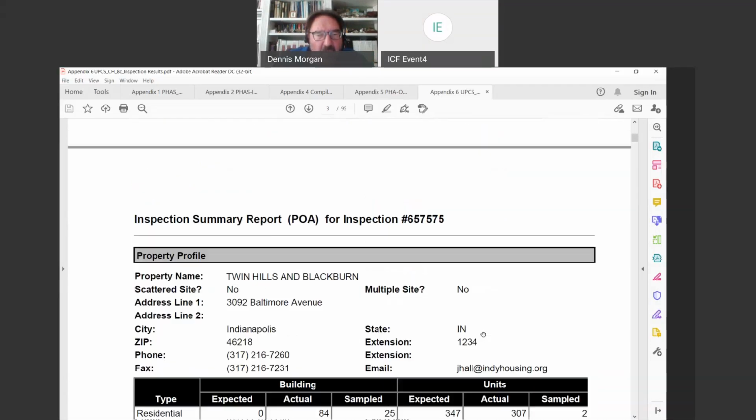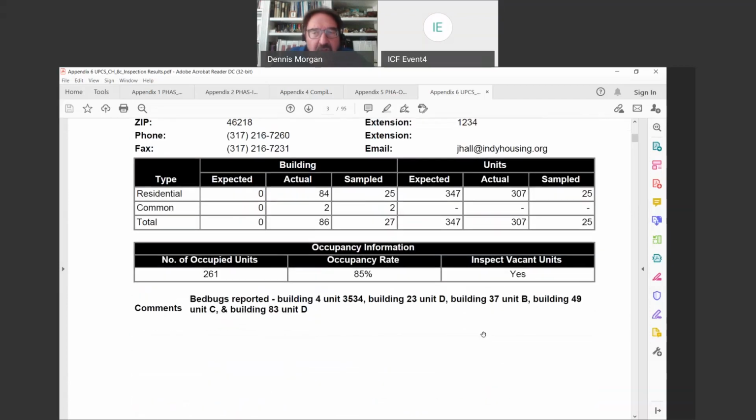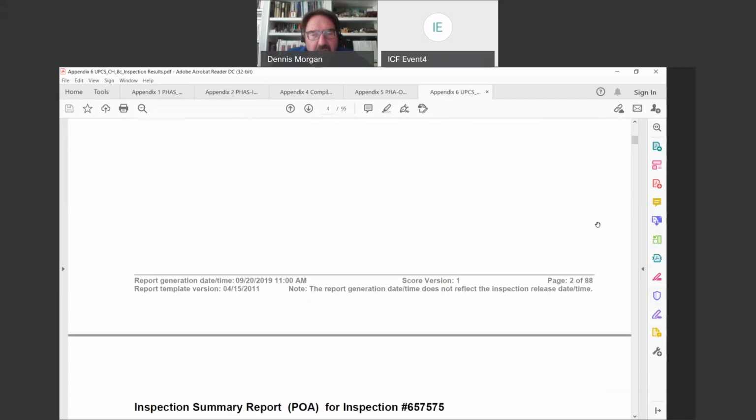Within the inspection report, it's also going to tell you how many units were sampled and how many buildings came in the sample. Out of the total of 347, I'm running 307 actual units that would be coming up, potentially with an 85% occupancy on this particular property. So I'm probably not scoring well under my FASS indicator as well for this particular PHA. And out of that, my sample says I looked at 25 of those units.